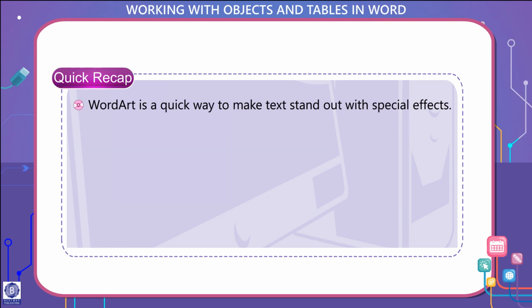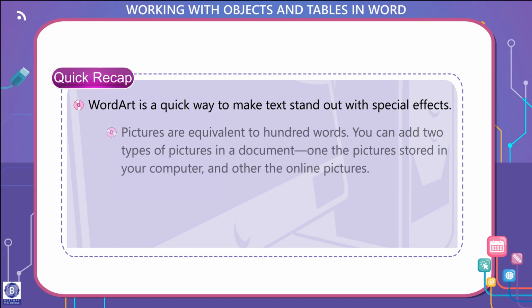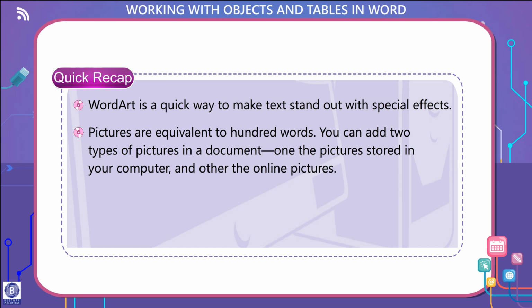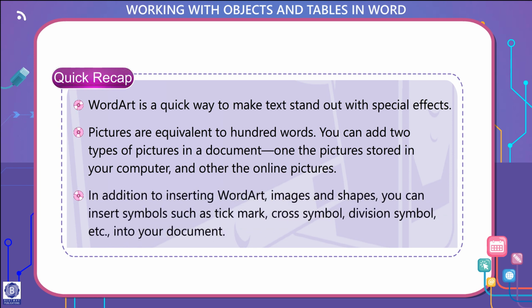Word art is a quick way to make text stand out with special effects. Pictures are equivalent to 100 words. You can add two types of pictures in a document: one, the pictures stored in your computer, and other, the online pictures. In addition to inserting word art, images and shapes, you can insert symbols such as tick mark, cross symbol, division symbol, etc. into your document.